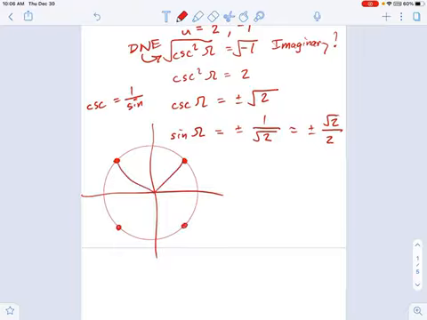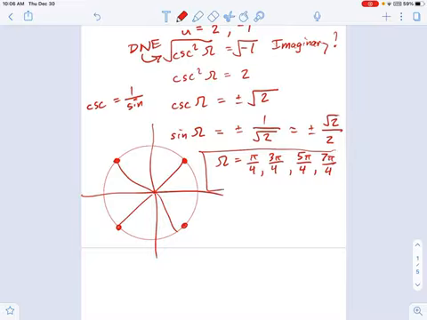So what are these angles? That's the question. Those are our solutions. In quadrant 1, we get pi over 4. In quadrant 2, we get 3 pi over 4. In quadrant 3, 5 pi over 4. And in quadrant 4, we get 7 pi over 4. This is it. Those are our solutions to the equation.